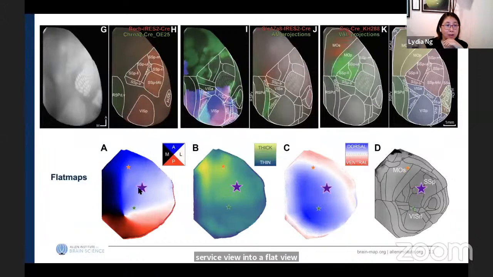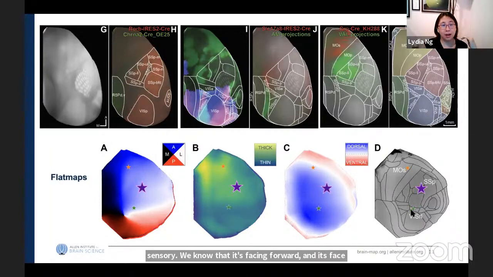Keep an eye on this purple dot here. Here we know is a position in the somatosensory cortex. We know that it's facing forward and it's facing up, while in the green here, in the visual area, it's actually facing more laterally, and it's even further upright than in that area.